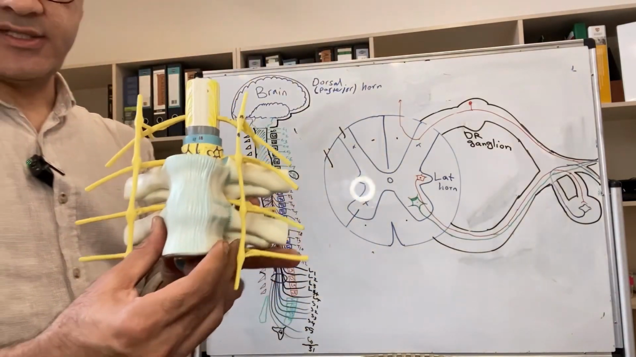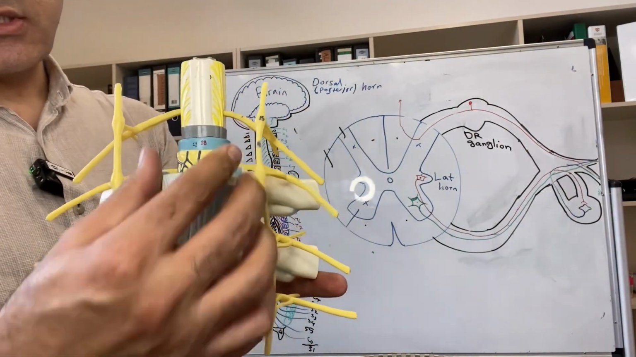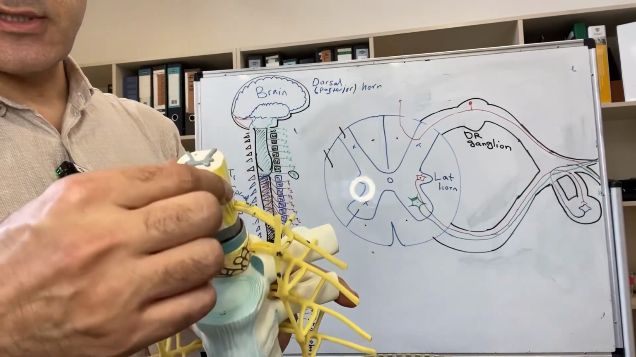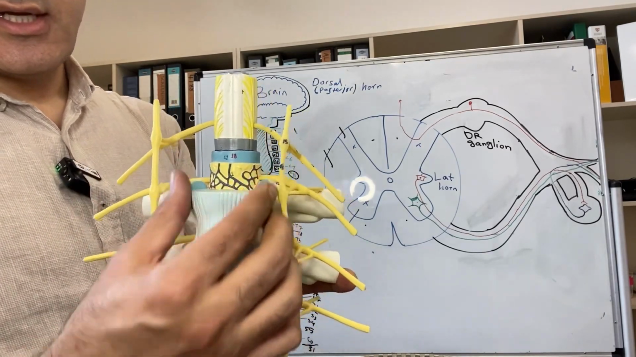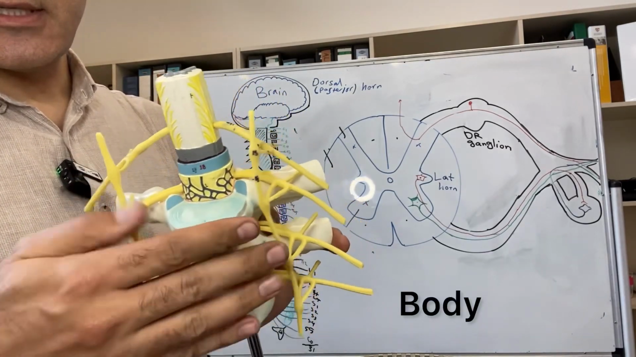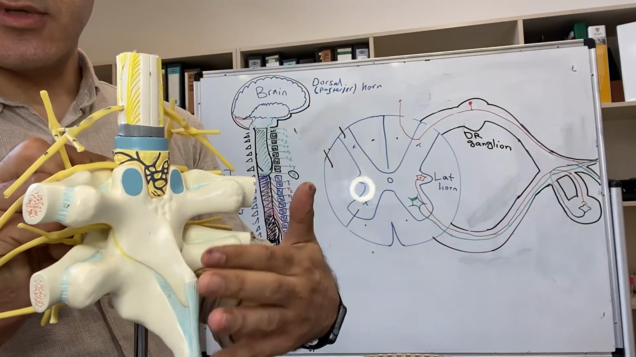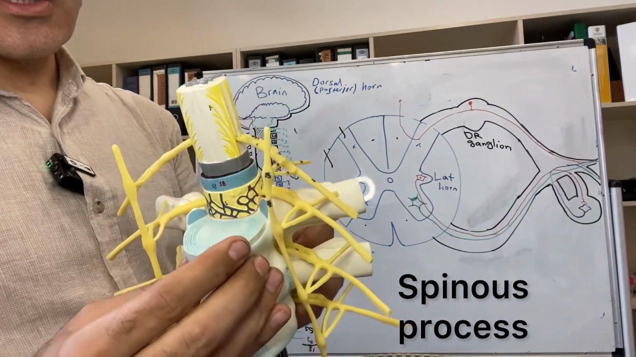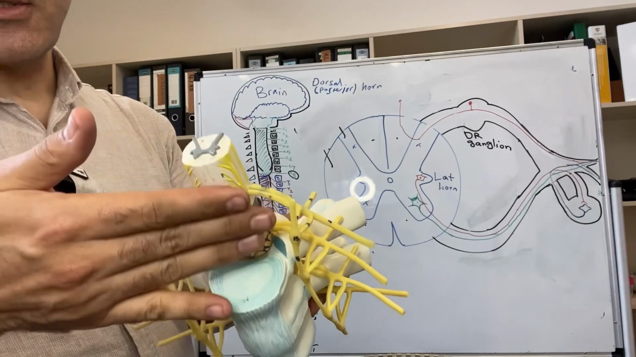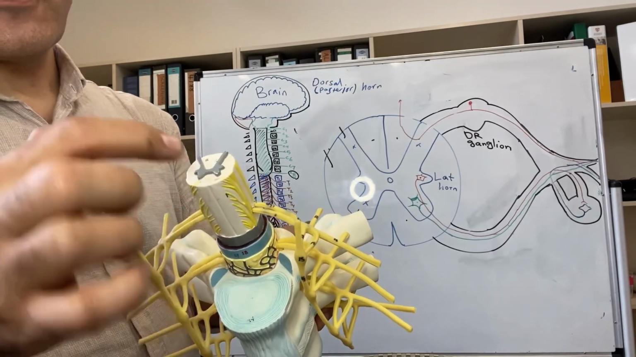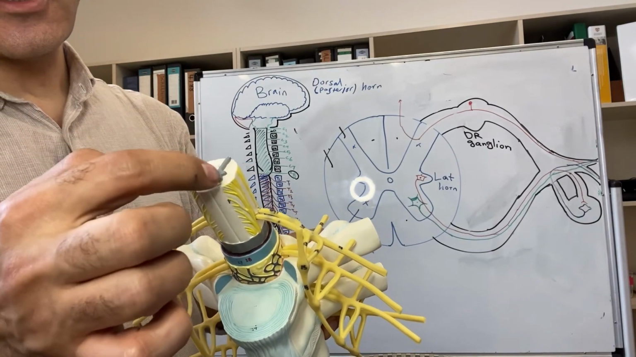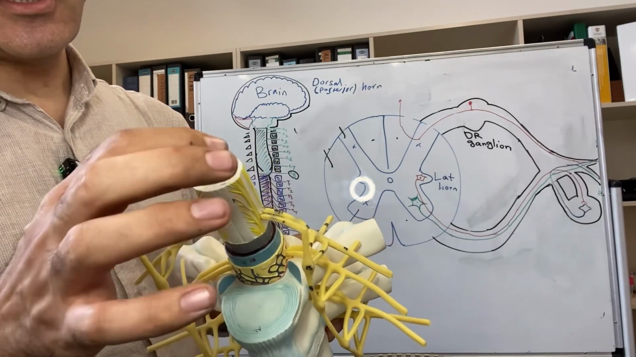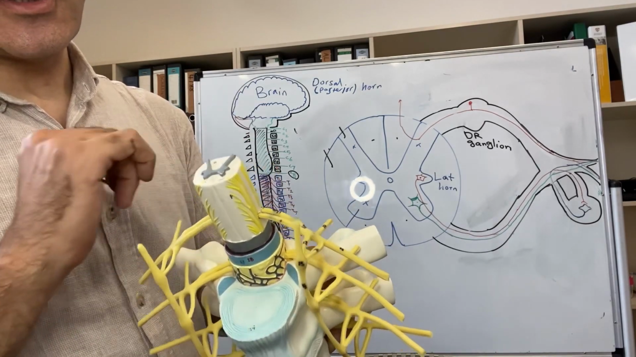So you can see here in this model, this beautiful model shows the vertebral column. Within the vertebral column we have a spinal cord. This is the body of the vertebra, which faces anteriorly. The spinous process faces posteriorly, so it can help you to differentiate the ventral horns from the dorsal horns. Ventral horn faces anteriorly like the body, dorsal horns face posteriorly.